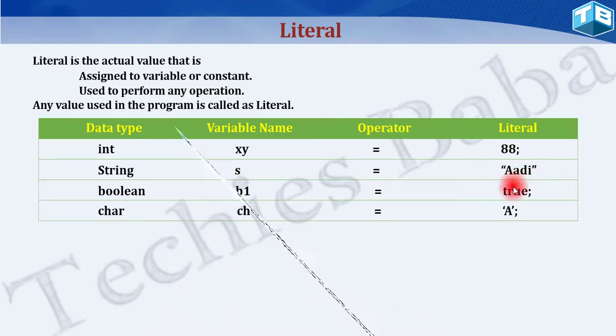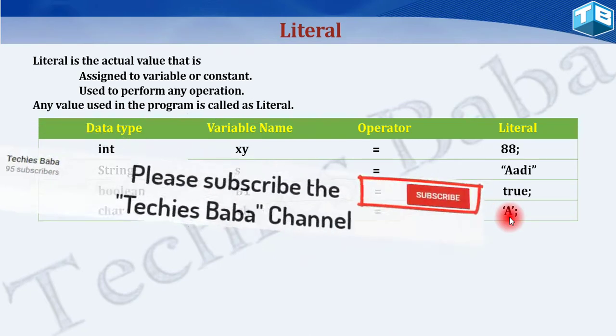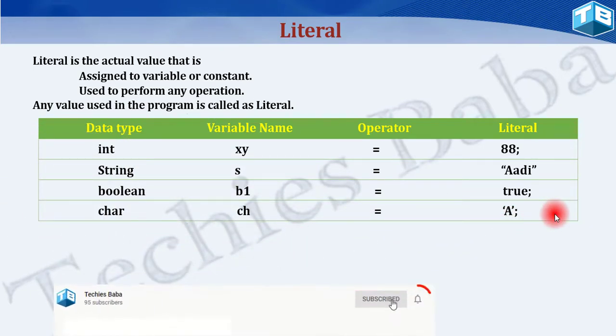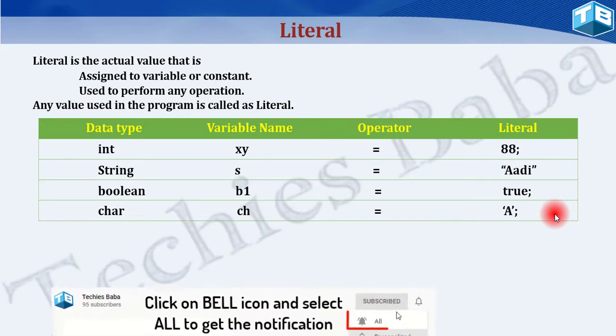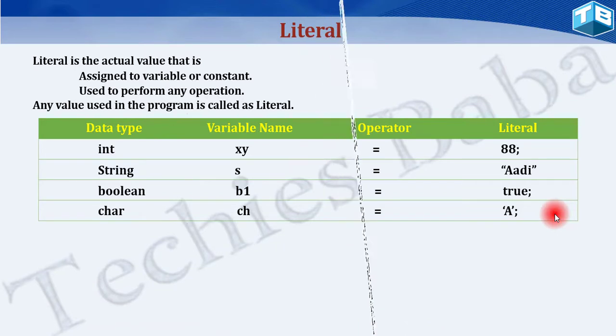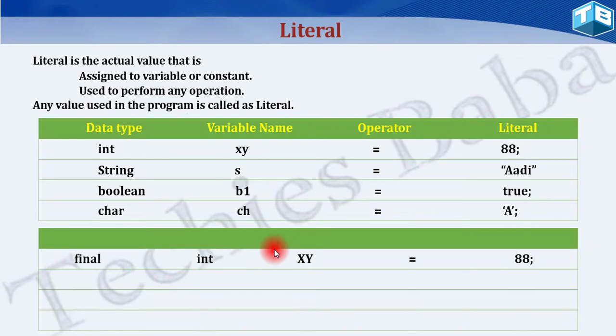For the boolean, we are giving some value called true. For the character, we are using single quotes to place the value. So like this, if we have a different data type, how can we provide the value for these variables? That is what we are going to talk about in the literal topic. Similarly, you can use it for the constant as well.